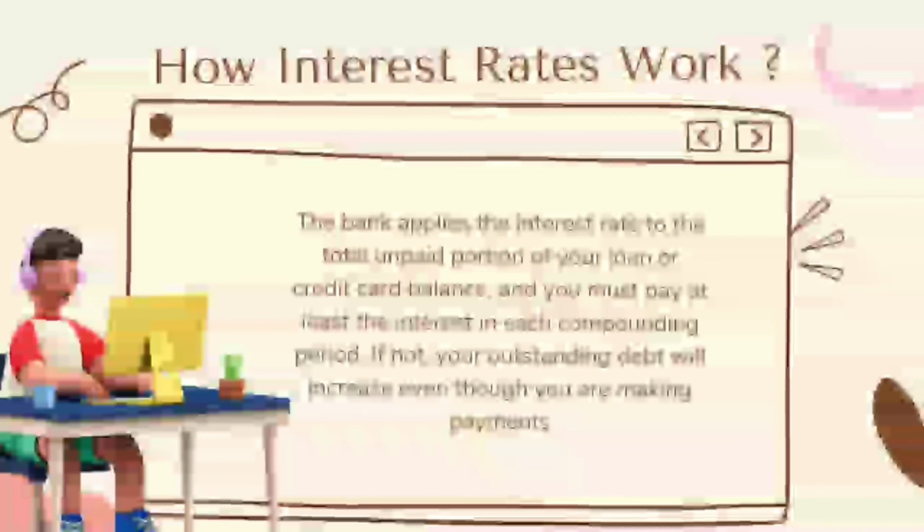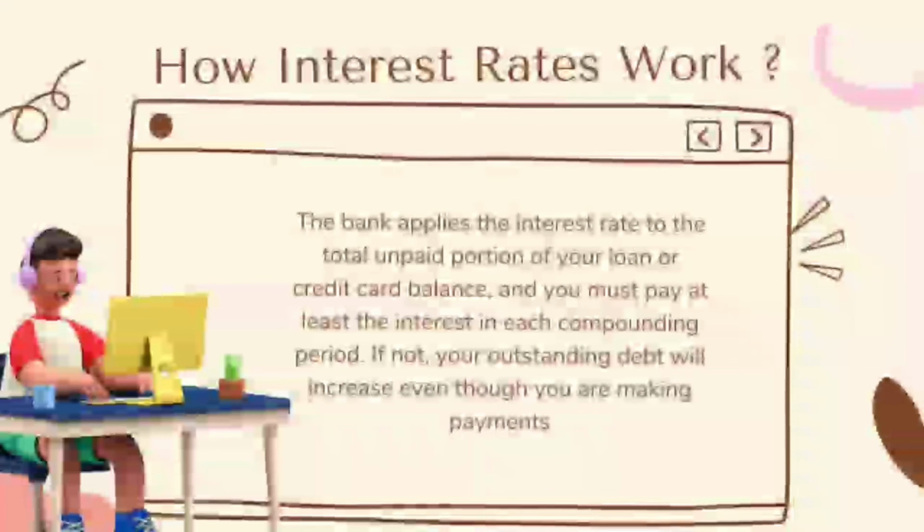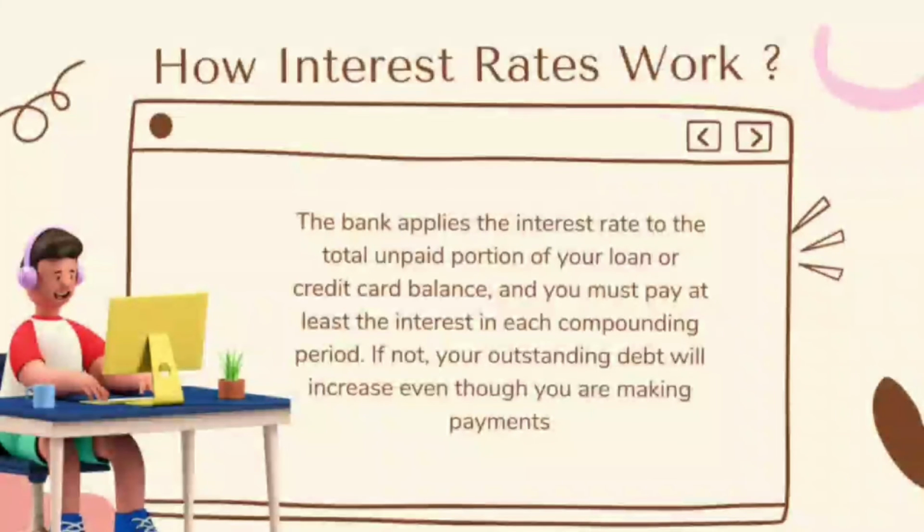Let's see how interest rates work. The bank applies the interest rate to the total unpaid portion of your loan or credit card balance, and you must pay at least the interest in each compounding period. If not, your outstanding debt will increase even though you are making payments.